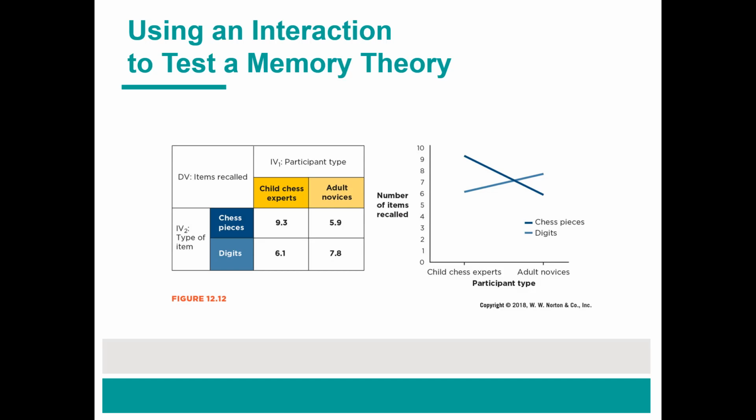This study had a 2x2 design, with a participant variable being child experts or adult novices, and an independent variable, digits versus chess pieces. The number of items recalled was the dependent variable. The results, shown in figure 12.12, clearly demonstrate that while the adults had better memory than children for digits, the children had a better memory than adults for the domain in which they had more knowledge, chess pieces.